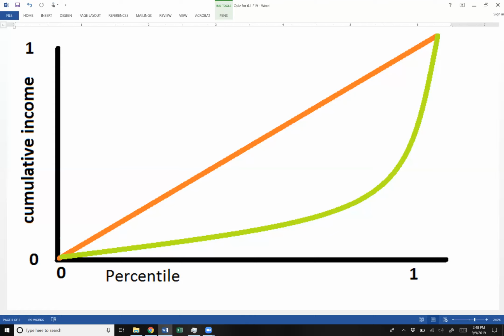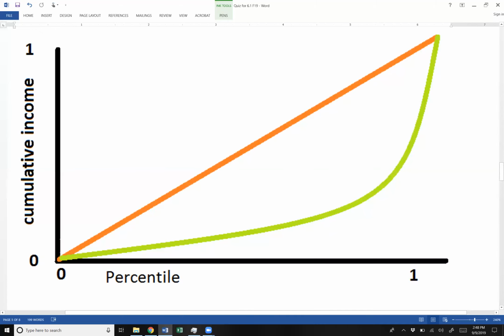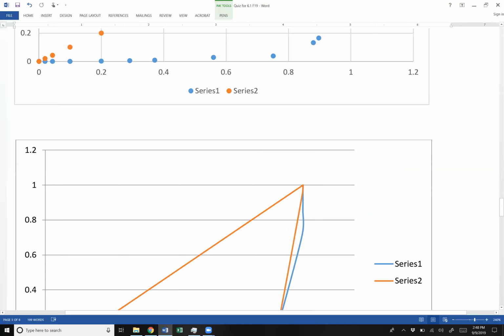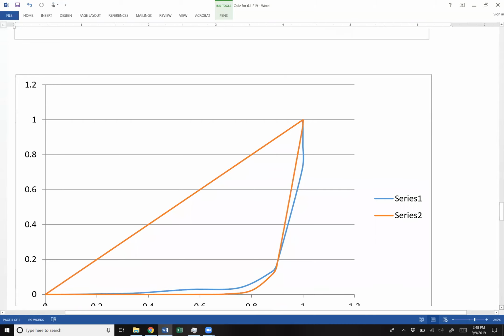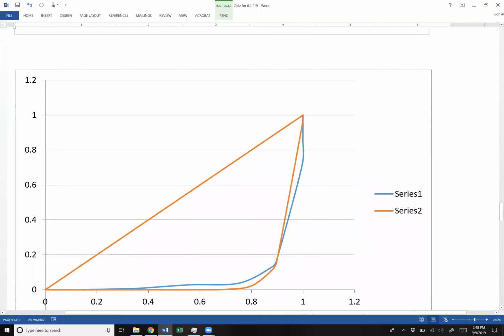I did this for the world income. So what does the distribution look like? In terms of world income, the blue line is what the cumulative world income looks like. So you're over here at about the 90th percentile. The bottom 90th percentile, their income is about 16 or 17% of the total income.